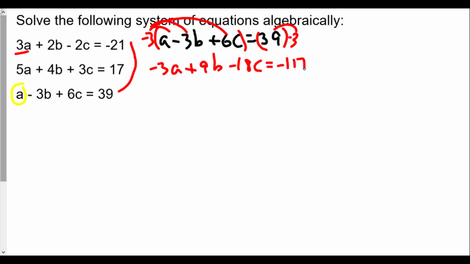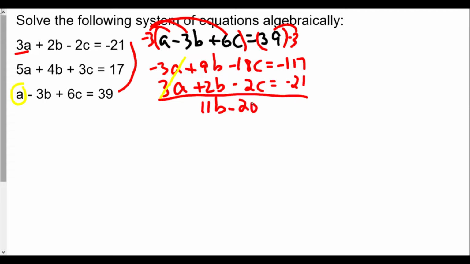And now we're going to match this up with the first equation, 3a plus 2b minus 2c equal to -21. When we combine these together, the -3a and the +3a cancel out, heading downwards. We'll have 11b minus 20c is equal to -138. So now we got rid of the variable a in a pair of equations, giving us one equation with the variables b and c.